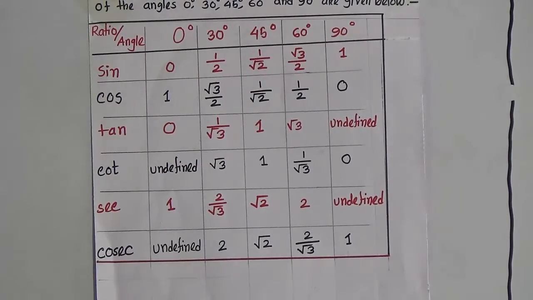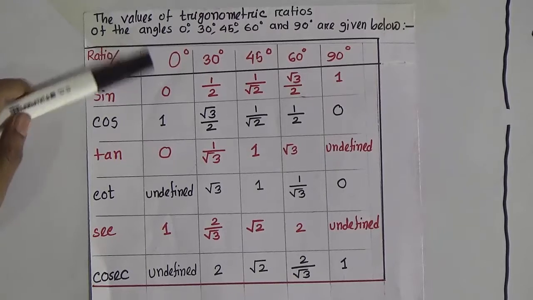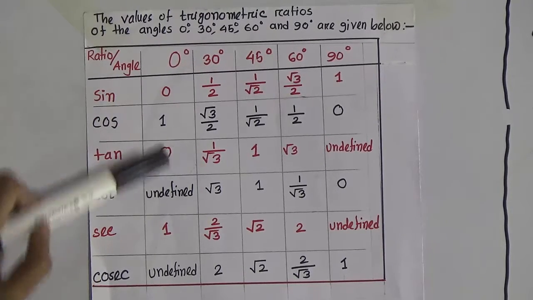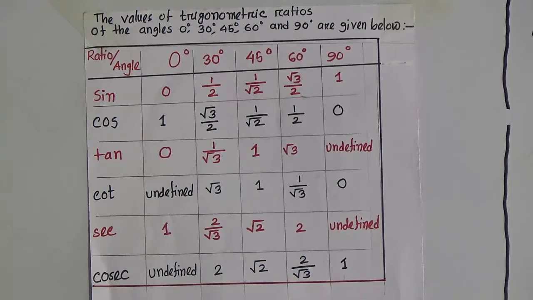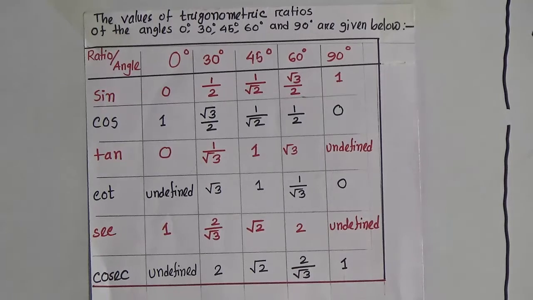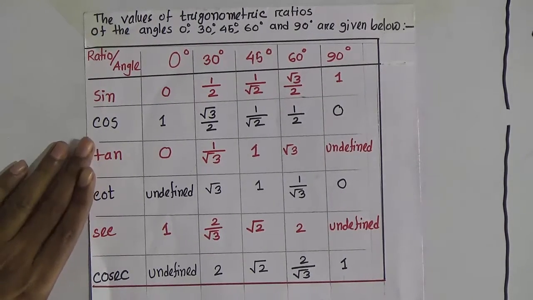The sine 0 degree equal to what? Sine 0 degree equal to 0, sine 30 degree equal to 1 by 2, sine 45 degree equal to 1 by root 2, sine 60 degree equal to root 3 by 2, sine 90 degree equal to 1. Now, cos. Now I will talk about cos.